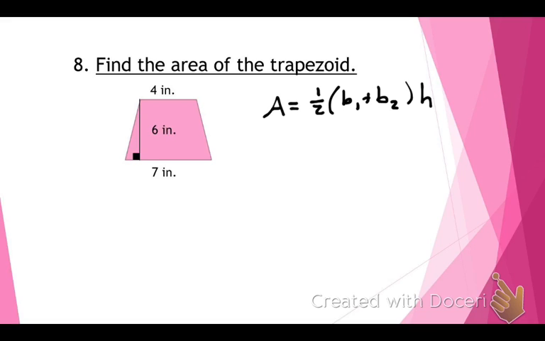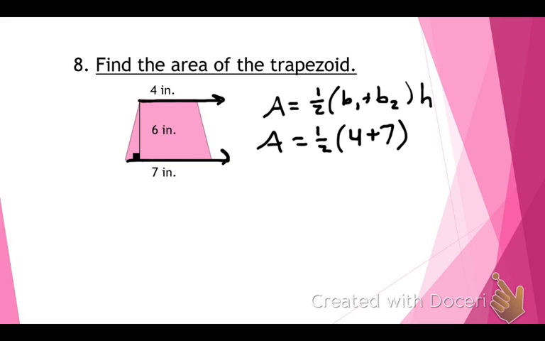Okay, so let's start plugging in. Base 1 and base 2. Does it matter which order I put it in? No, any one's fine. I'll put in 4 and 7. Now, why do we know that 4 and 7 are my bases? Because they are parallel. This line could keep on going. This line could keep on going. Those are my parallel lines. So that's base 1 and base 2. And what's my height? 6.